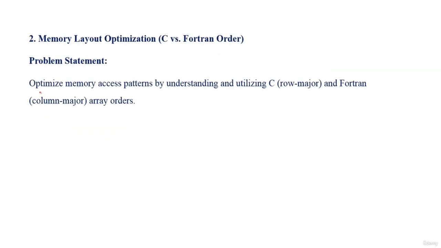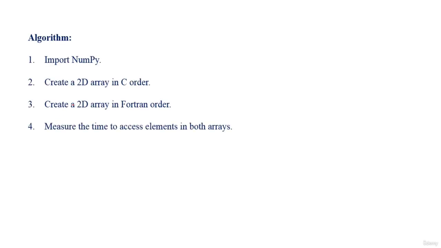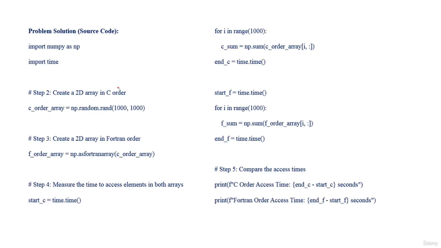The second problem statement is to optimize memory access patterns by understanding and utilizing C row-major order and Fortran column-major order. These are different orders you can follow to access array elements. Skills required and instructions, and the algorithm you need to follow. For example, create a 2-dimensional array in C order and in Fortran order and then measure the time to access elements in both arrays. Compare the access times. This is the actual coding solution for that problem statement. You can analyze its output. Just copy and paste it in your IDE to check its output.